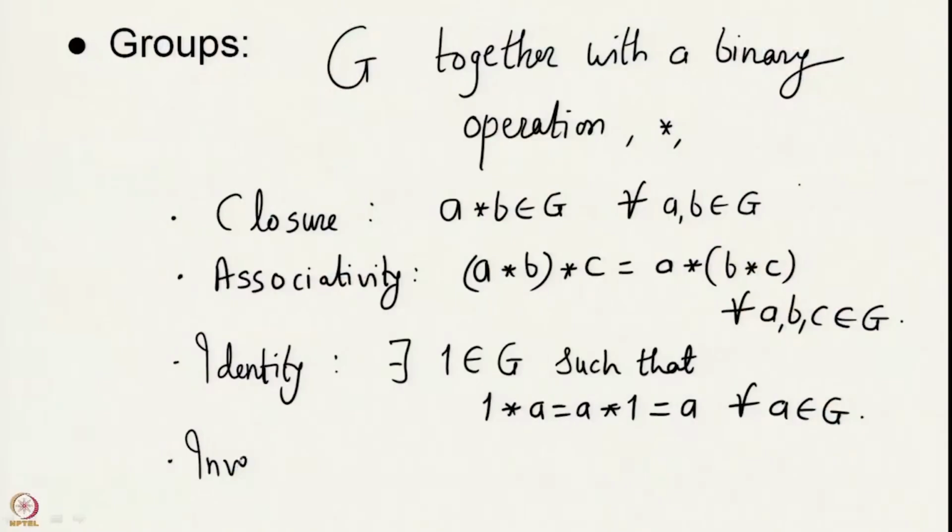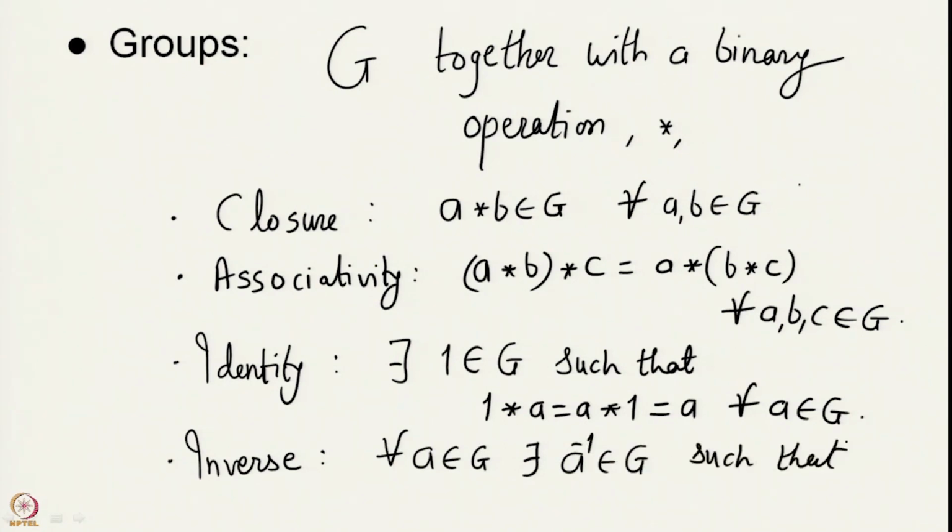Finally there is the axiom of existence of inverse, which says that for every A in G there exists an element which we denote by A inverse such that A star A inverse is A inverse star A equal to 1. So, it tells you that for every A there is some other element, it could be equal to A or it could be a different element, such that the binary operation of these two elements in any order gives you back the identity element.